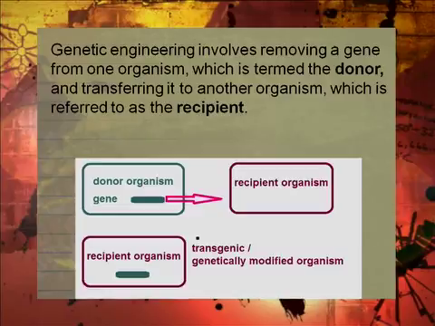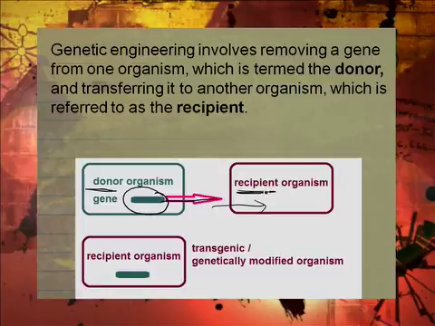So, what is genetic engineering? Well, it involves removing a gene from one organism. That organism is called the donor. So we're going to take a gene out of the donor and we're going to transfer it into a recipient organism so that the recipient organism now has this gene in it that it didn't have originally.